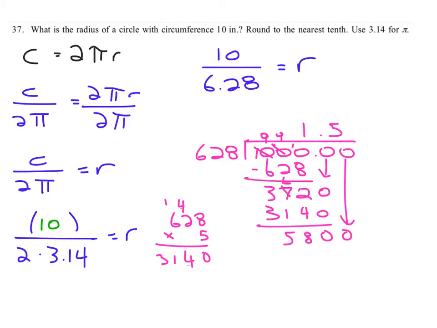Now, you might say, well, how far do we have to go, Mr. Massey? How far do we have to calculate this out? Well, they're asking us to calculate it to the nearest tenth, which means that we need to go one more decimal place to see whether this stays at 1.5 or it rounds up to 1.6. So we need to know what that digit is next to it for rounding purposes. So how many times does 628 go into 5,800?